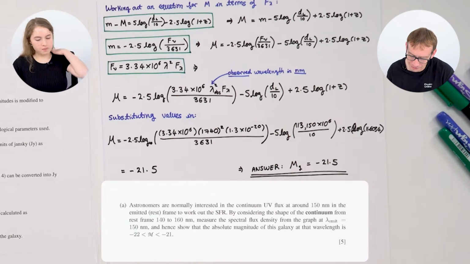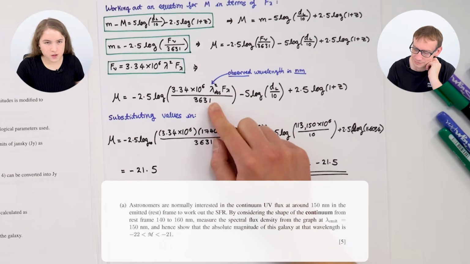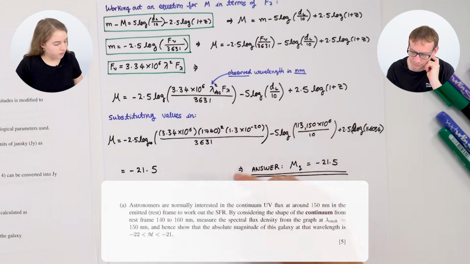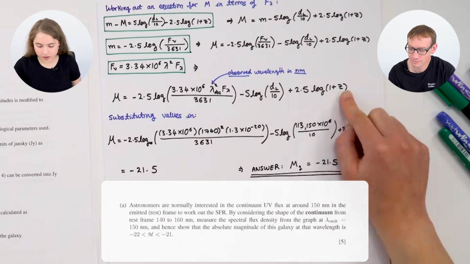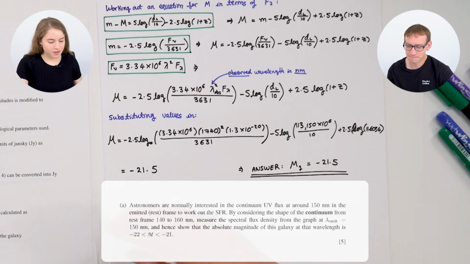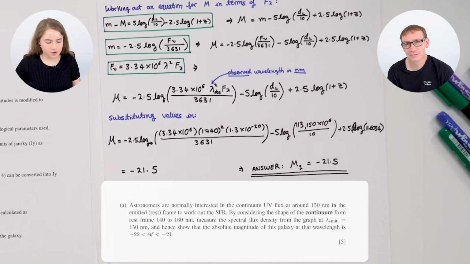We've got the absolute magnitude in terms of the observed wavelength, the spectral flux density that we've measured from the graph, the luminosity distance, and the redshift. And we know all those things, or we have just measured them, so that's great. But beware, they've given you these equations. Don't assume that anything has to be in a specific unit. Think about it, make sure everything's in the right units.